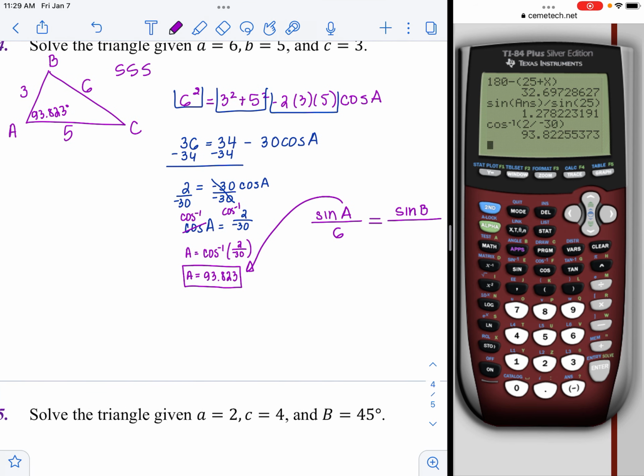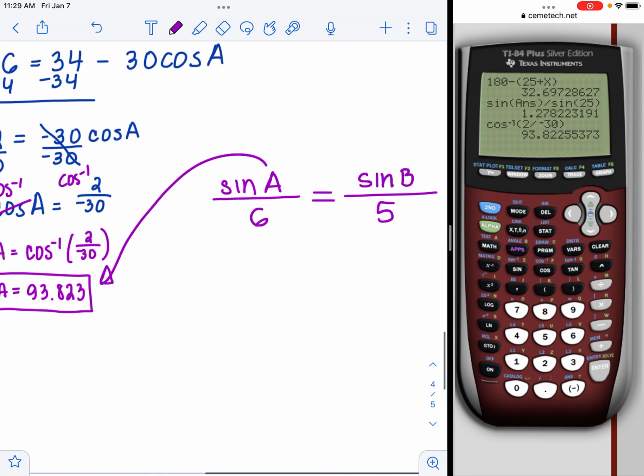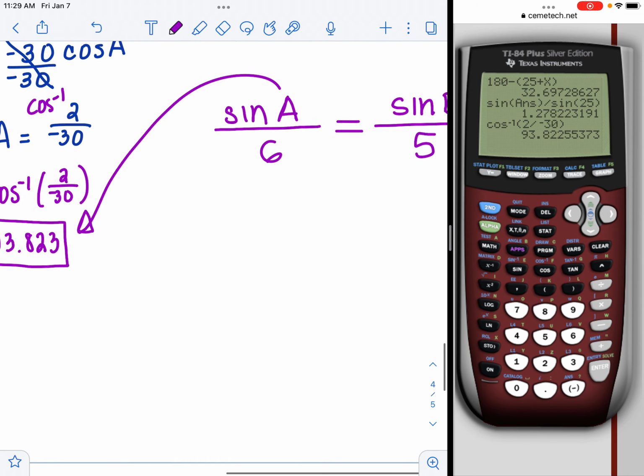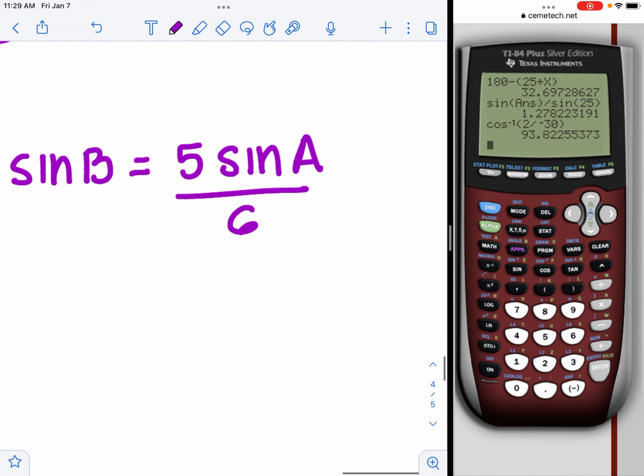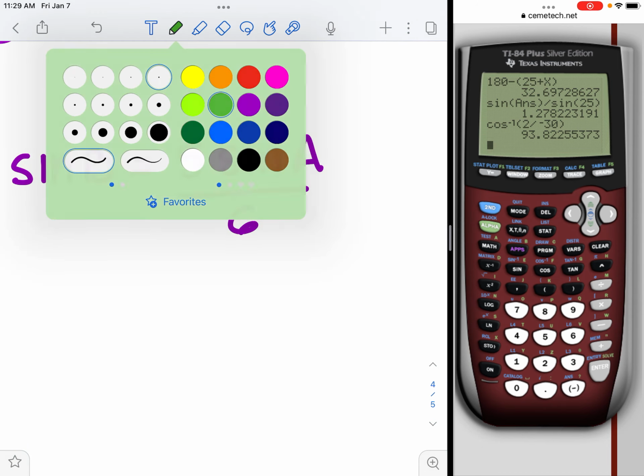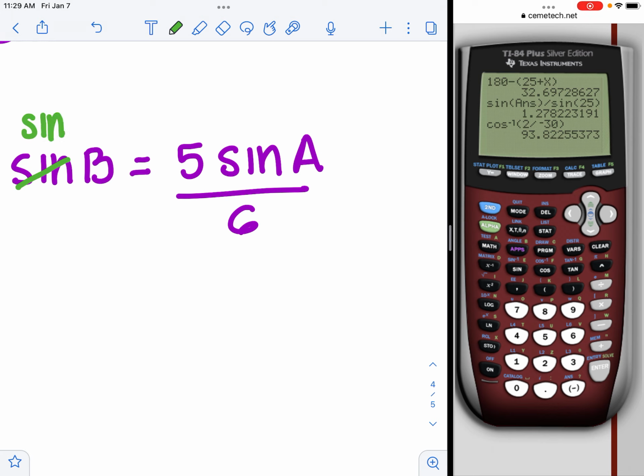So I'll do sine of B over 5. All right, remember, we're solving for angle B. We already know what angle A is. It's that number over there. So I'm going to do 6 times the sine of angle B is equal to 5 times the sine of angle A. To get B by itself, I need to get sine of B by itself first, but to do that, I'm going to divide by 6. So now I have this. Let me zoom in, and I need to get rid of the sine now. To get rid of the sine, I'm going to use sine inverse.